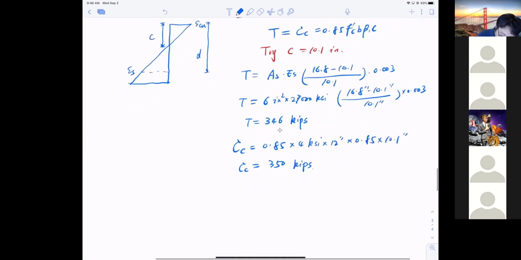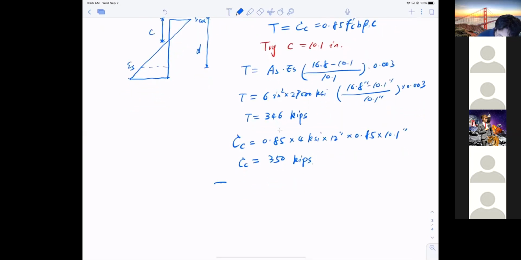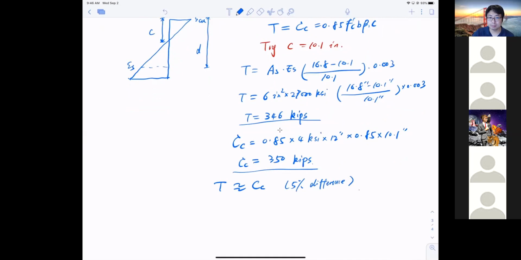Okay, so now I will observe T is approximately equal to Cc, right? Tension approximately equal to compression. You see, they're not exactly the same. How do you say they're the same? 5% difference. Okay, very small, 5% difference. So I think they're approximately equal, okay? Which means I got lucky.